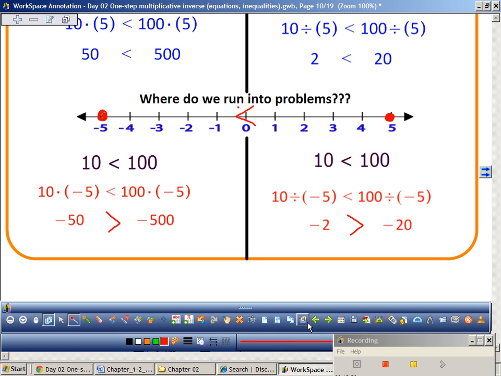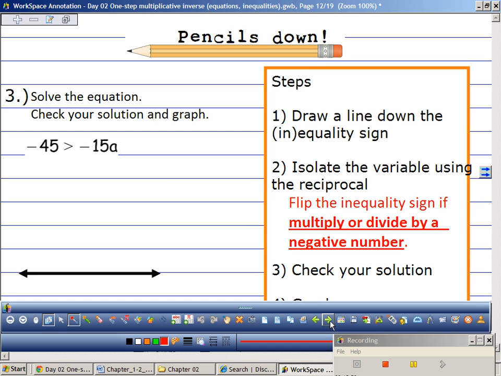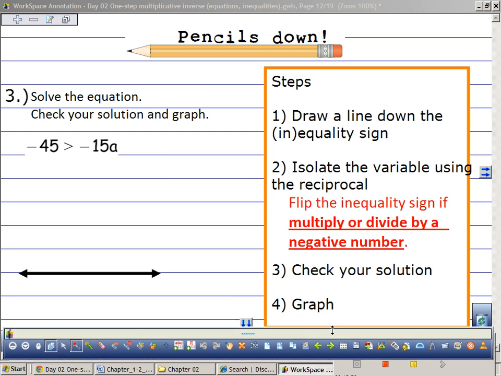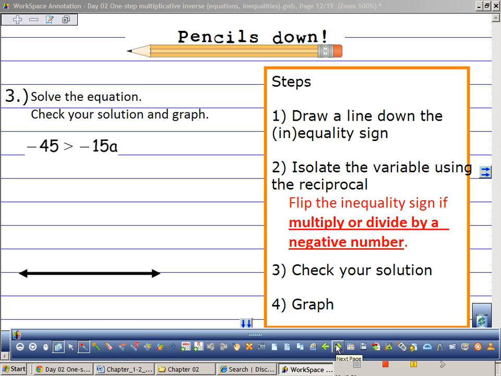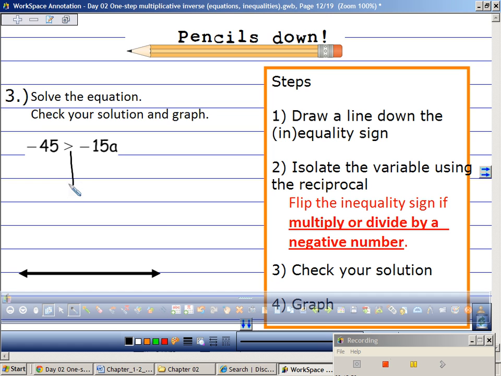Okay. Most of you are looking at me like, this is completely review. Let's just stop. All right. So, pencils down. I'm going to sit in my seat so that I remember to stay out of the way. All right, so draw a line down the inequality sign.